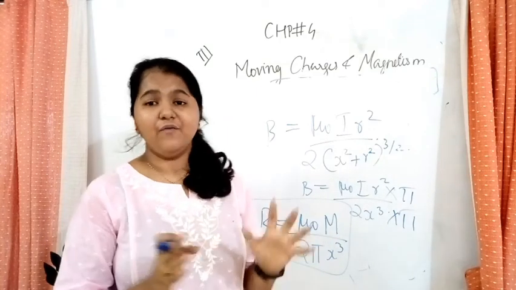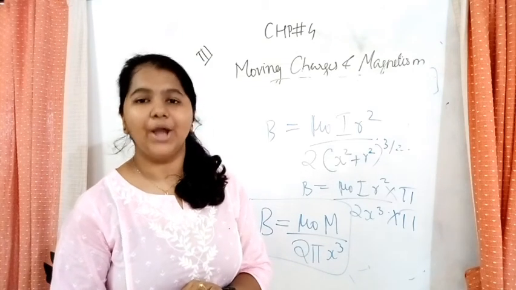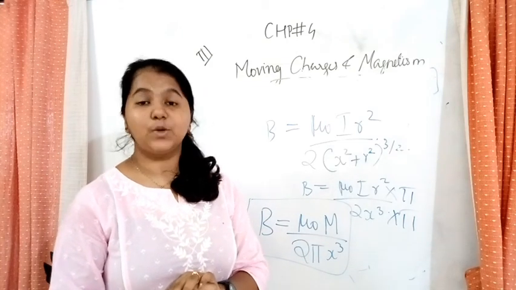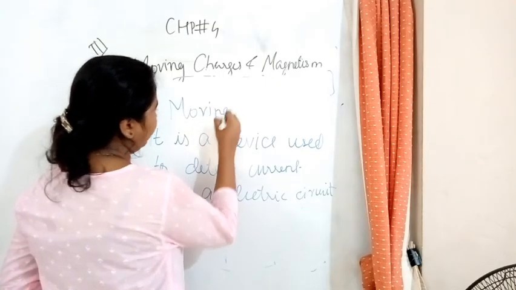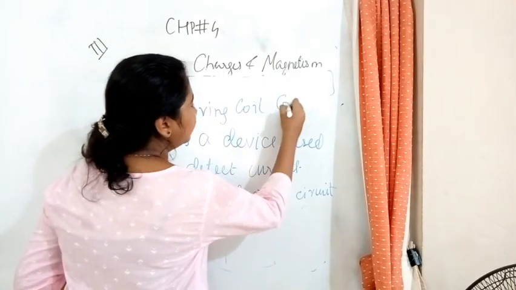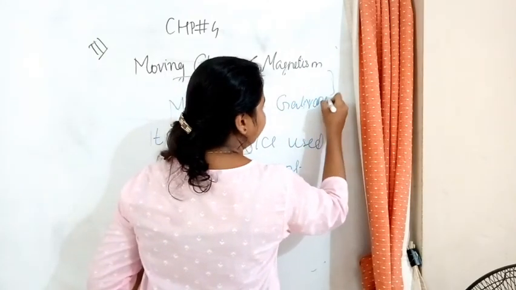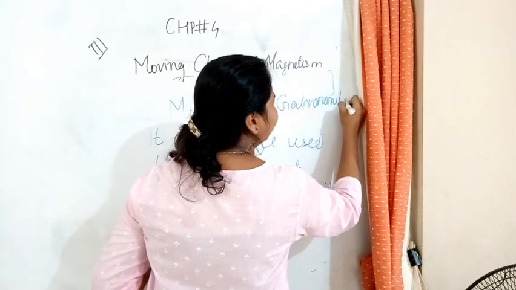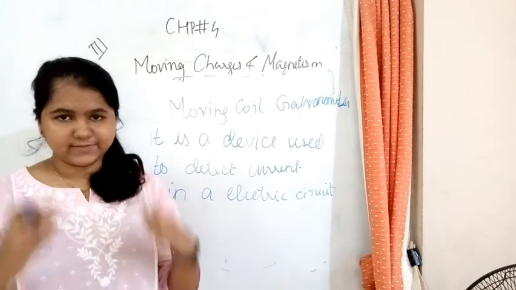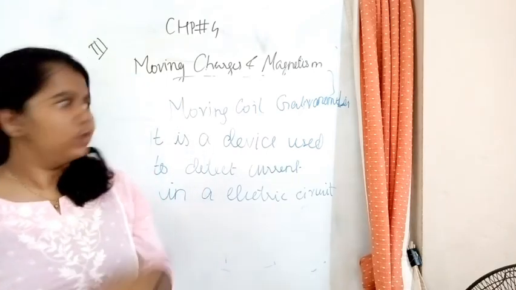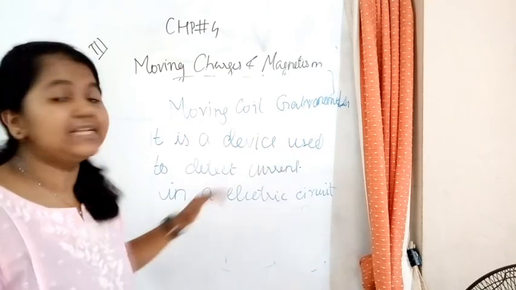So now let's see about the applications of this, that is the moving coil galvanometer. So let's discuss what a moving coil galvanometer is. What is a galvanometer? Have we learned about galvanometer somewhere? What is its purpose? To see whether the current is flowing, the intensity of current. It is a device used to detect currents in an electric circuit.